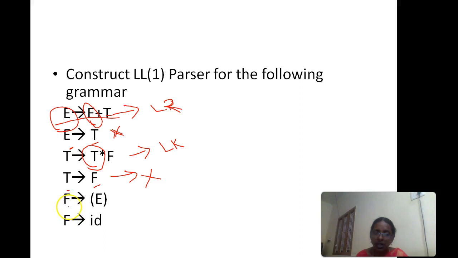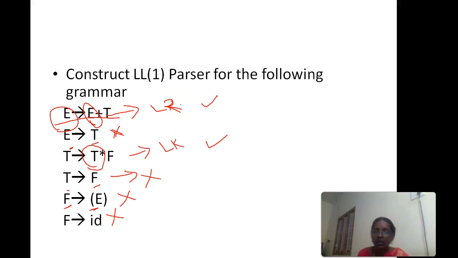And see this production, F generates open bracket E close bracket. So the leftmost symbol is open bracket and here it is F. This is not equal, so this is not a left recursive production. And this is also not a left recursive production. So in the given grammar, there are two left recursive productions. So we have to rewrite these left recursive productions as we have seen in the previous slide.